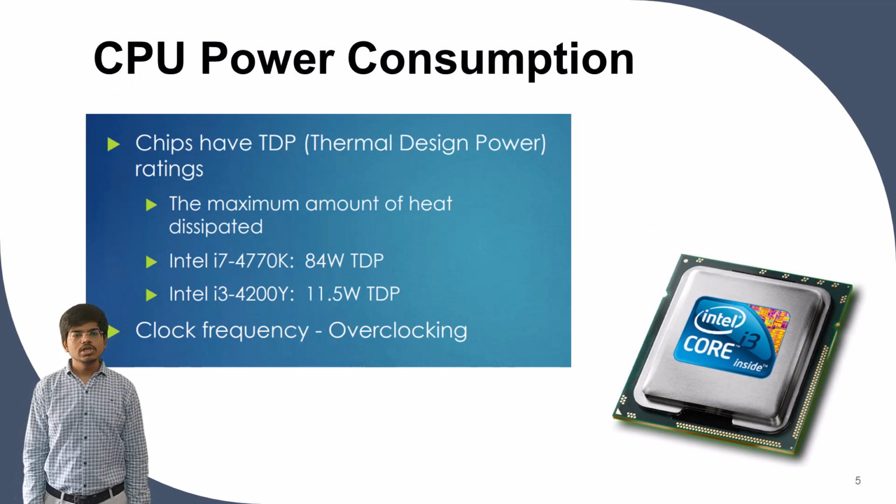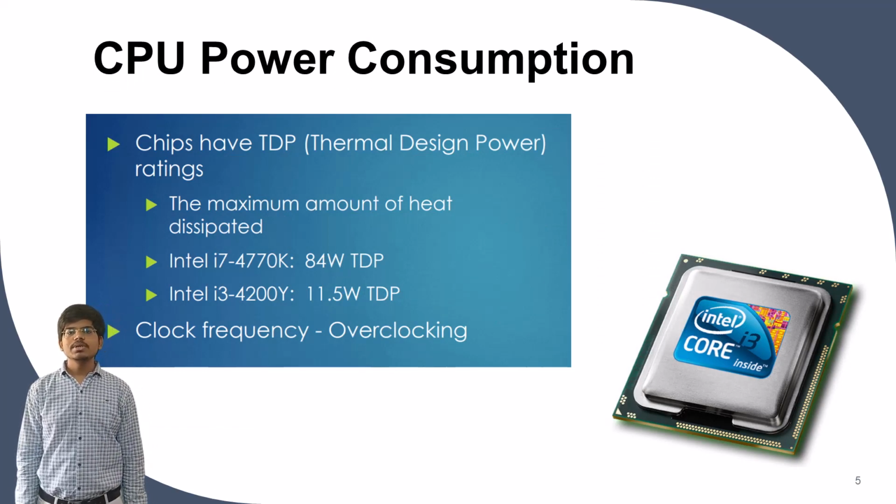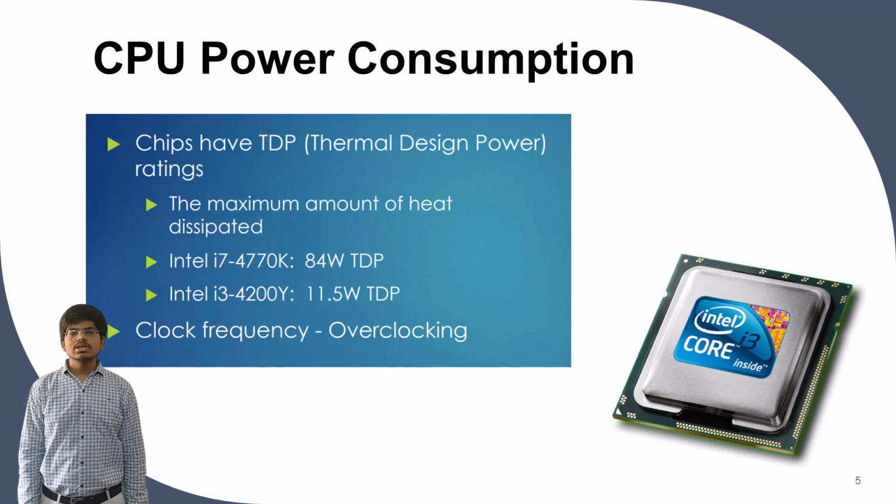For the design of a cooling solution for a CPU, a parameter TDP is defined. TDP stands for thermal design power in watts, which is defined as the power consumption under maximum theoretical load.